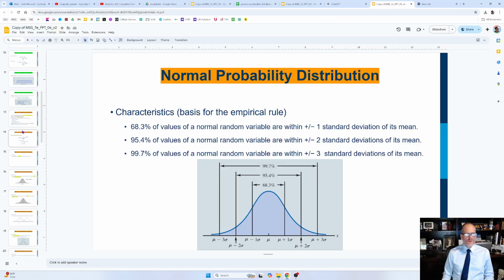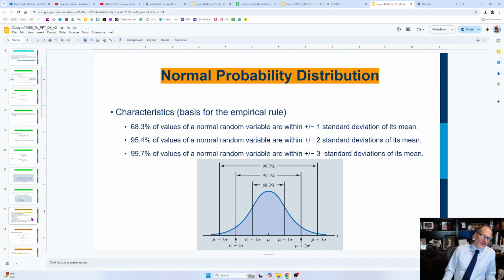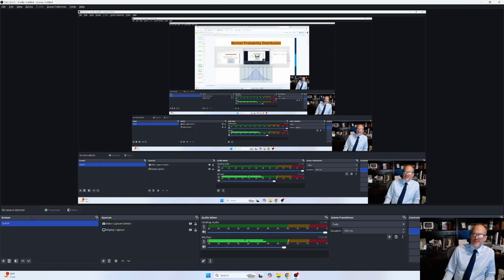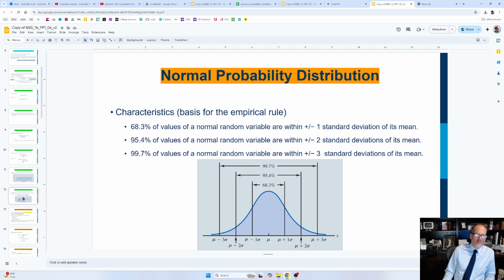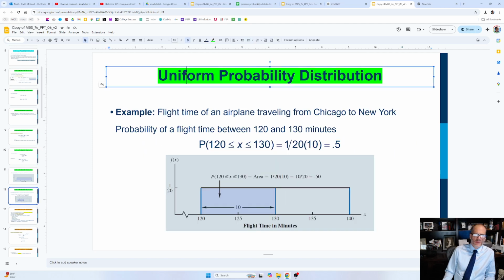All right, so it occurred to me while I was preparing the lecture for normal probability distribution that we should probably do a ChatGPT problem for a uniform probability distribution.